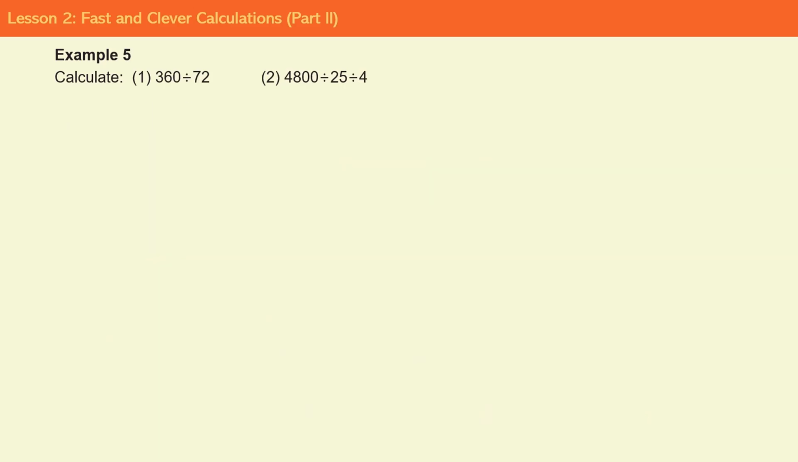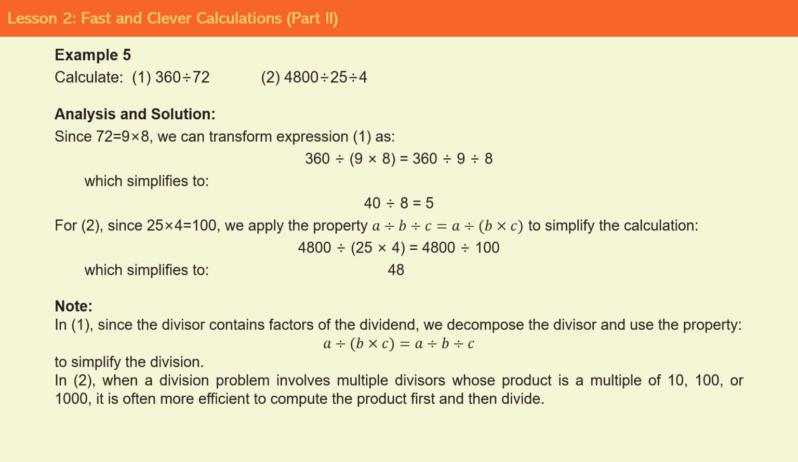Example 5. Calculate 360 divided by 72, 4800 divided by 25, then divided by 4. In question 1, since the divisor contains factors of the dividend, we decompose the divisor and use property 3 to simplify the division. In question 2, when a division problem involves multiple divisors whose product is a multiple of 10, 100, or 1000, it is often more efficient to compute the product first and then divide. The answers are 5 and 48.